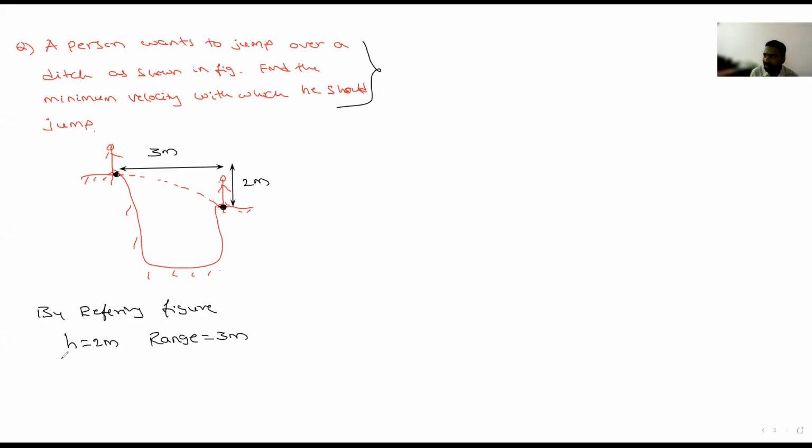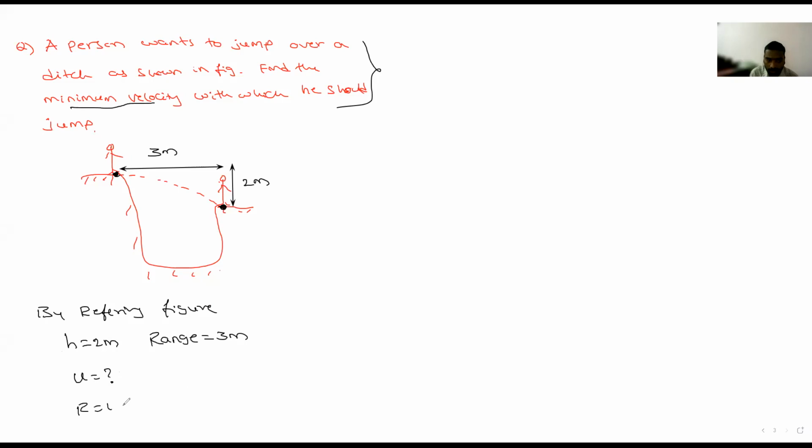You know R and H is known. What else can you calculate? See what is asked. He is asking for the minimum velocity. U is required. You have to find out the U. What is the formula for U? U means velocity. Before finding velocity, you know the R value.